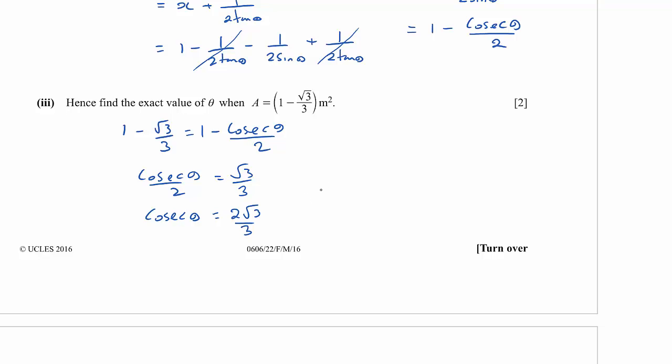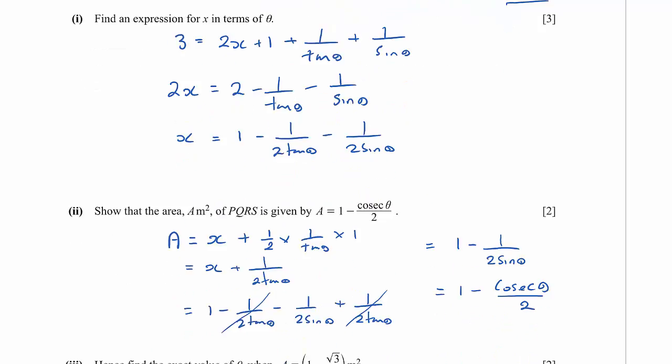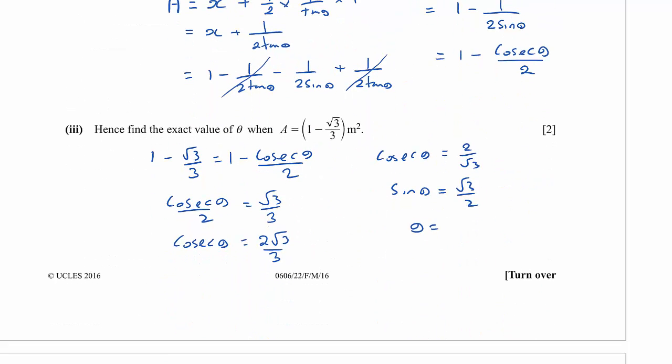which we could write as 2 over root 3, which means that sine theta is root 3 on 2, and that's a standard angle, and we should know it, and that means that theta is, what did we work in? We're working in radians? Yeah, we're working in radians. So that would be pi by 3.